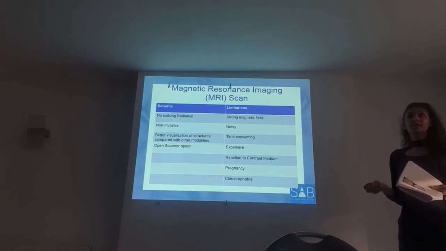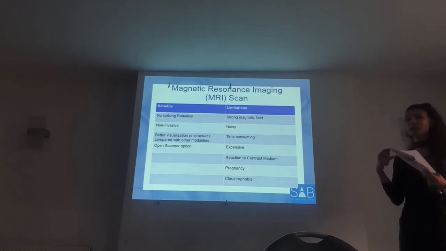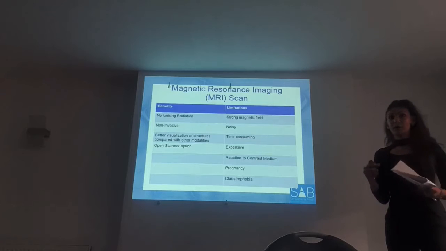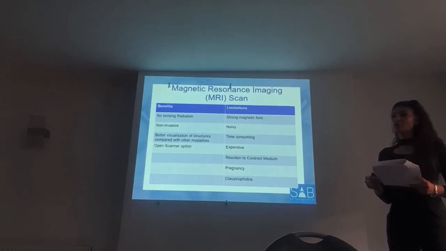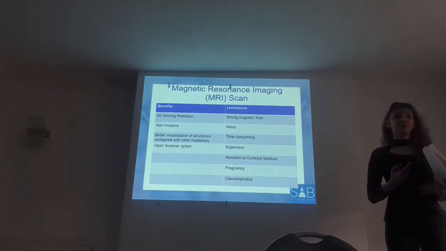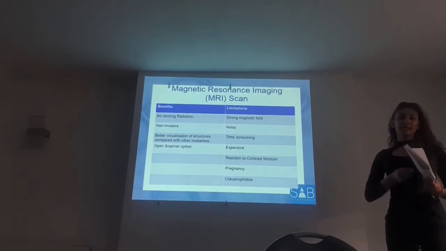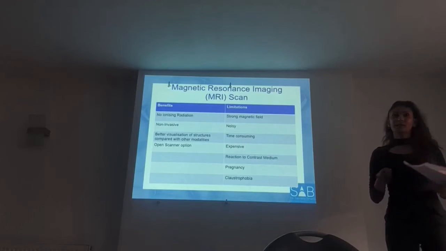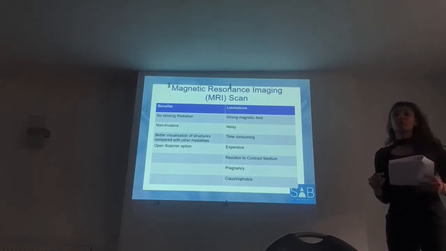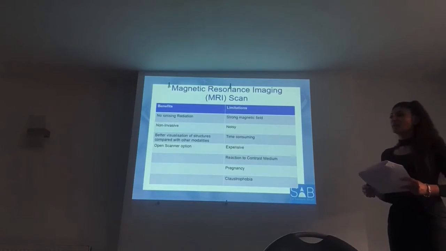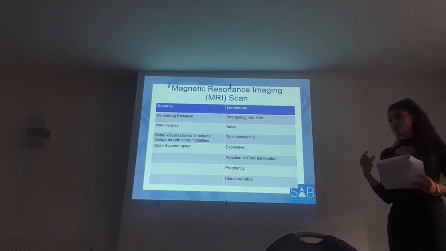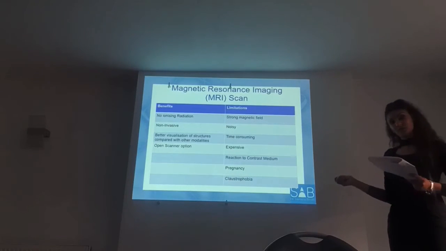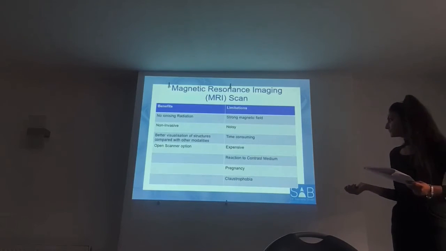There are upright scanners as well, but their image quality isn't as good as the traditional MRI scanners. They are used more for weight-bearing joints, so for the spine, if they're looking at standing and how the weight-bearing compresses on the discs and things. And also people who can't lie flat on their back, you may use the upright scanner, but they're not very common, and their image quality isn't as good as the traditional MRI scanners.